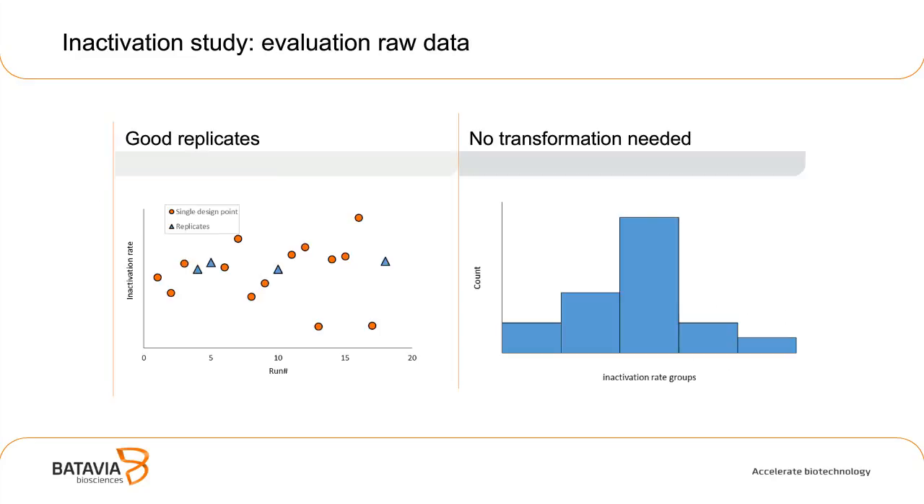Then we generated the data, and what I said, you should look at the replicates. Well, you see here an example. The blue squares are the replicates, and the red dots are all the other experiments. And you see that there is a very small variance in the data of the replicates, whereas the variance of all the other data is much larger. So this is a good data set to work with. And also, the distribution of the data looks very nice.